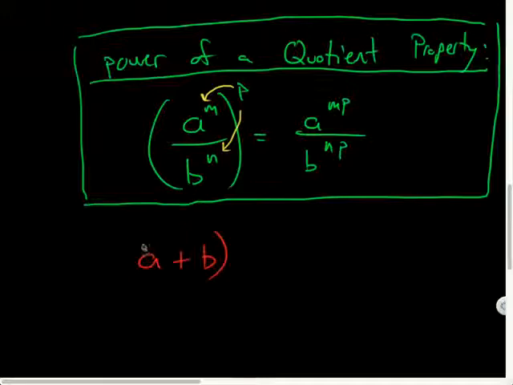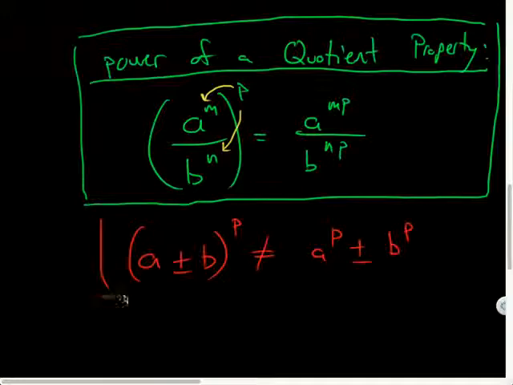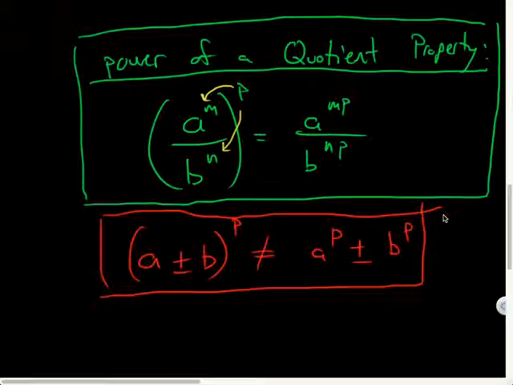One thing I want to point out, super failure mode right here. A plus b all to the p is not equal to a to the p plus b to the p. That's true for plus or minus. This is something that calculus students will get wrong. It's super tempting. People are like, oh, I just distribute this over the plus sign, right? No.